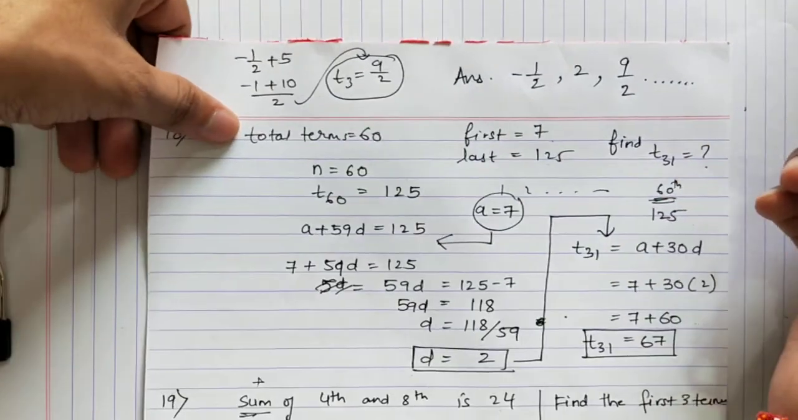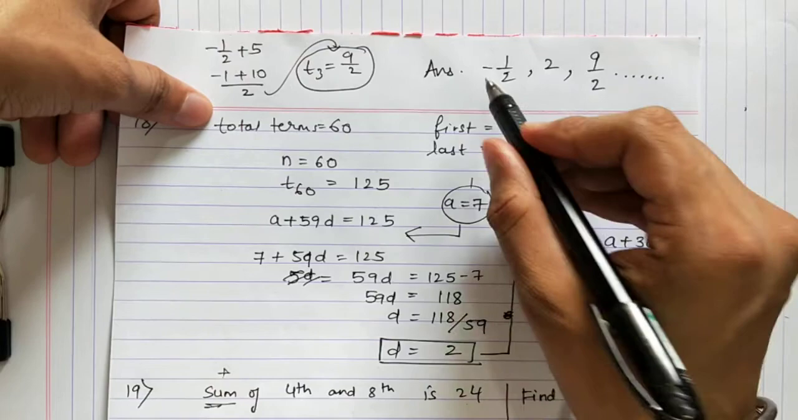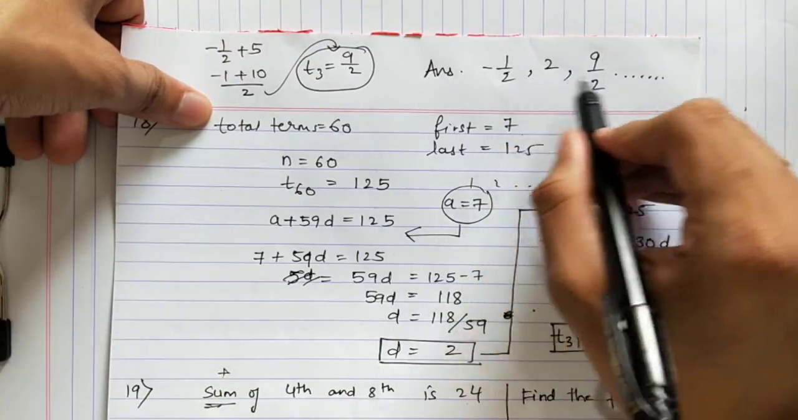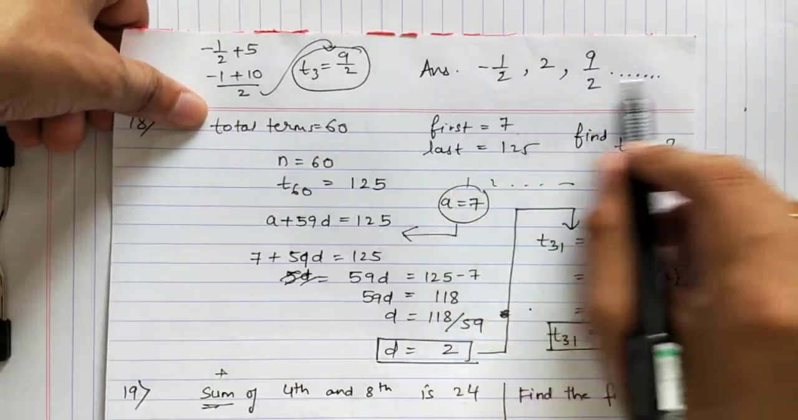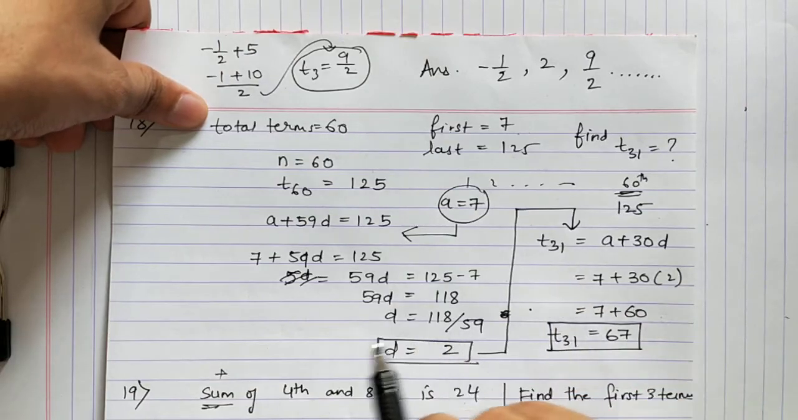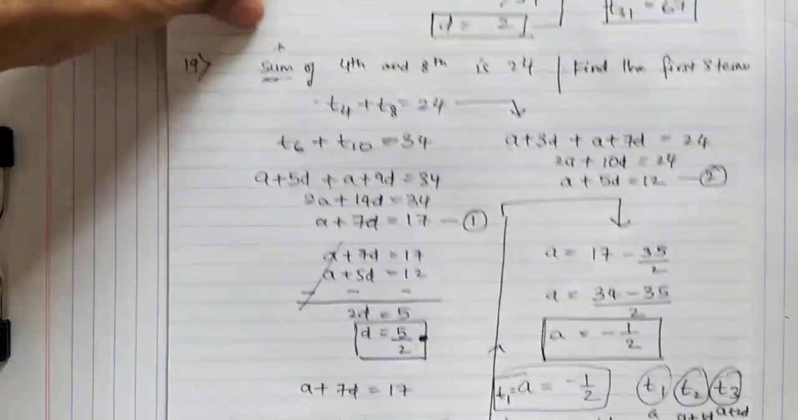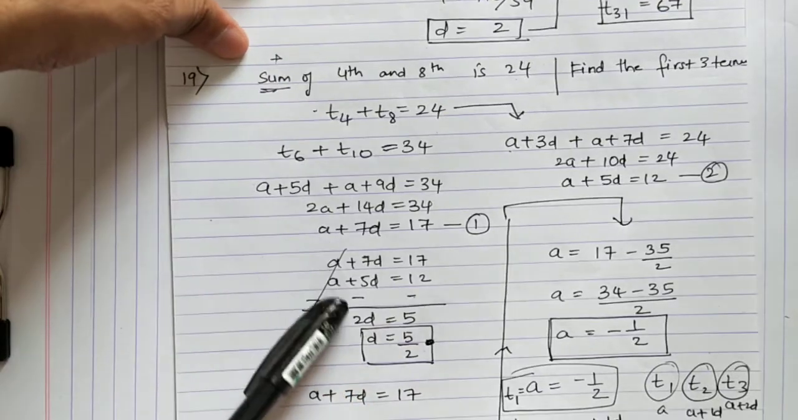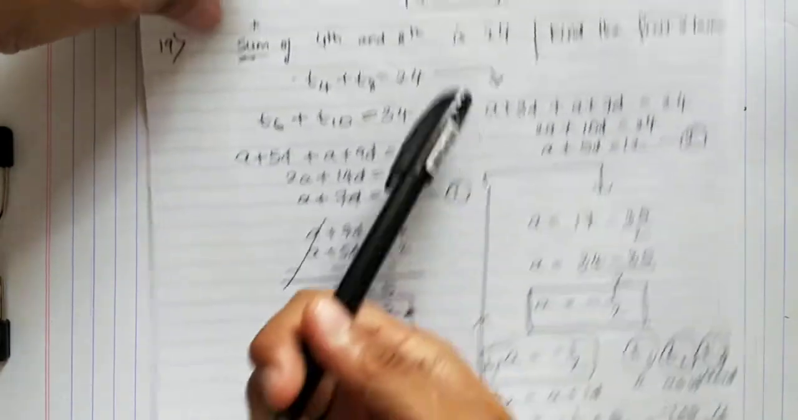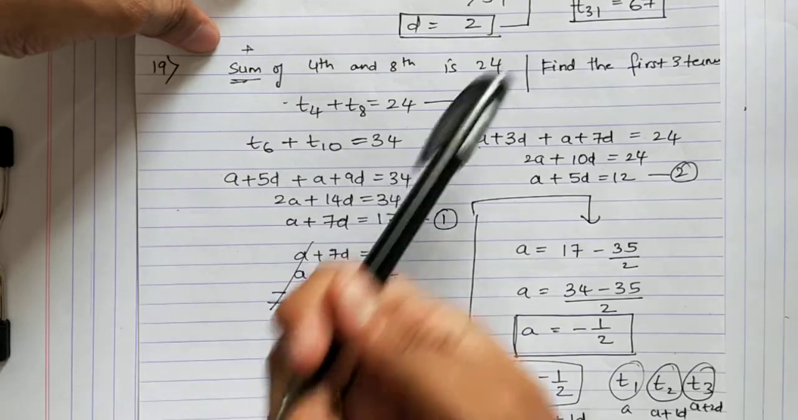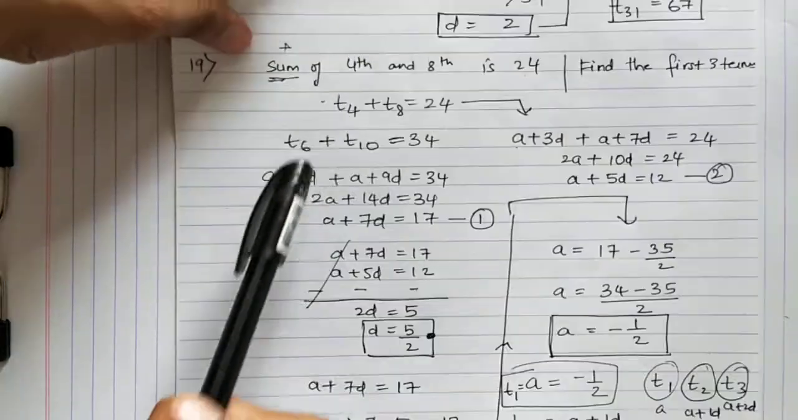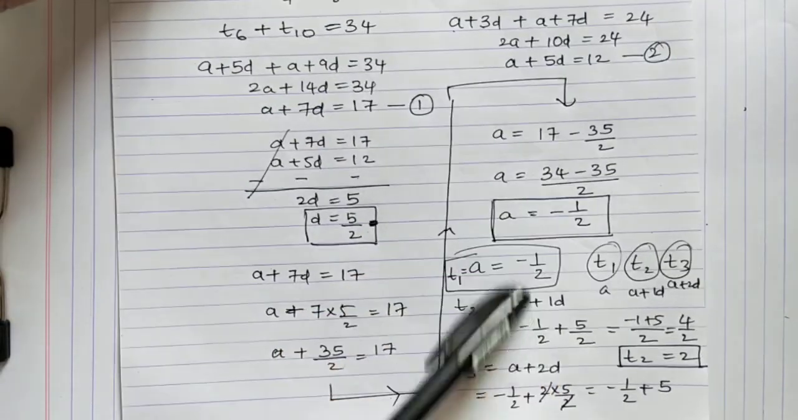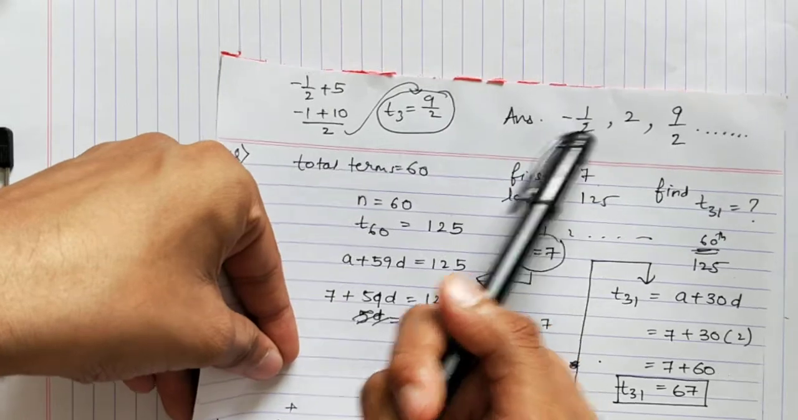Generally, if they ask you the AP, you have to find the first 3 terms only. Finding 3-4 terms is enough. This is the AP. So copy the sum. First find the 2 equations, then this part, then this part, and in the end these 2 lines.